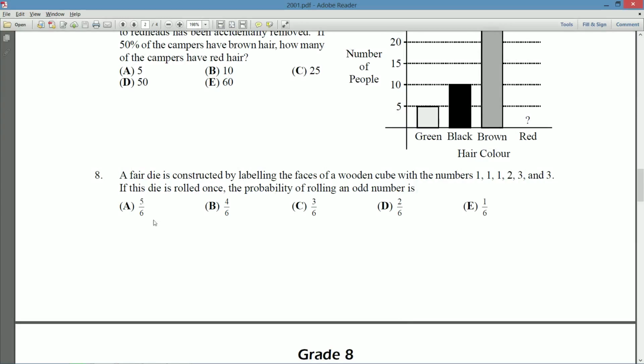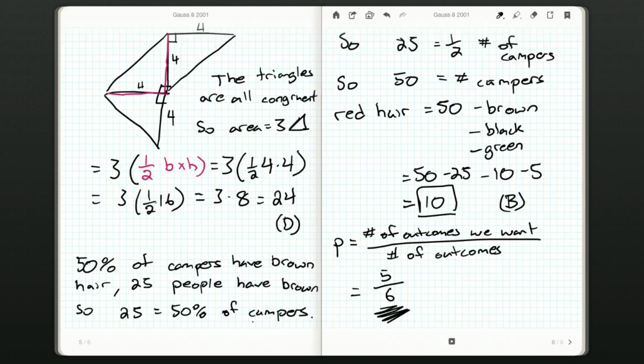And let's take a look here. 5 out of 6. That's A. That's the very first one.